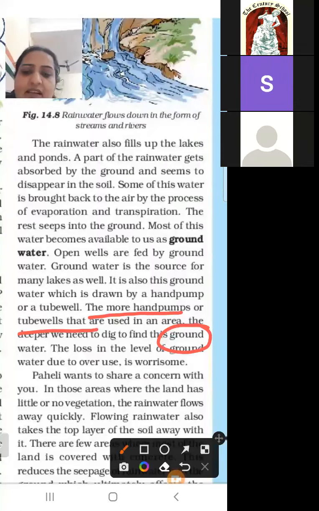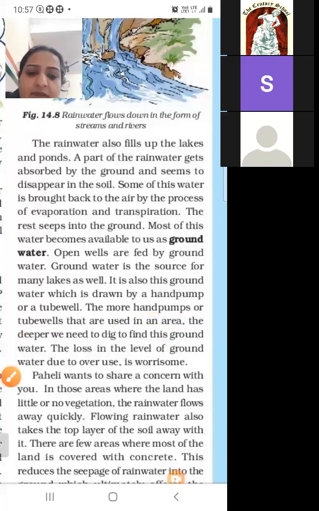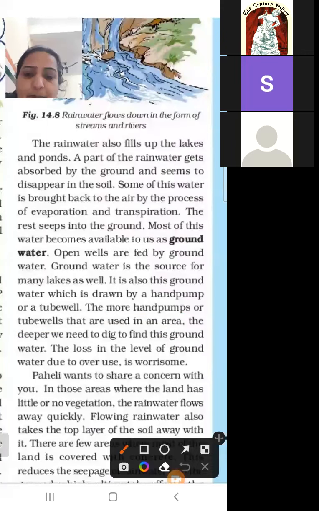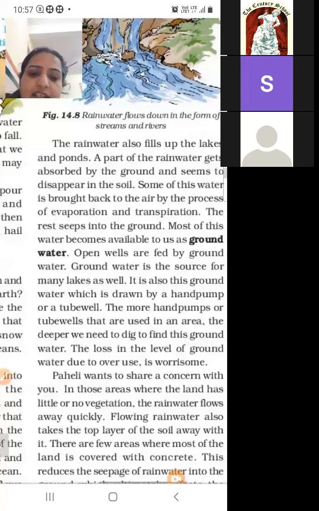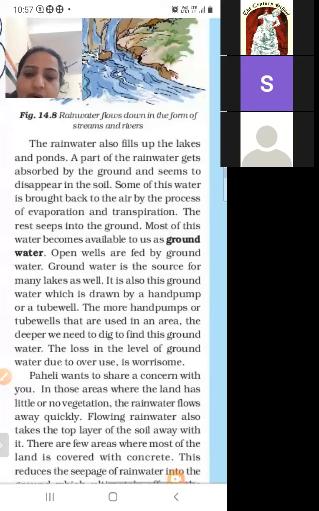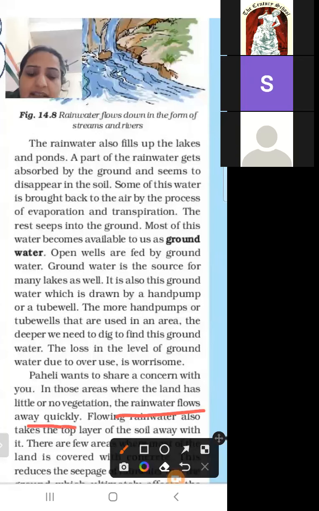So Paheli wants to discuss a problem with you. And what is the problem? Suppose in an area the land has no vegetation or little vegetation. Why is there little vegetation? Because in that area rainwater flows away quickly. And when this rainwater goes, it carries soil with the rainwater.